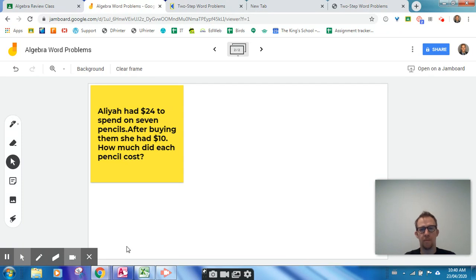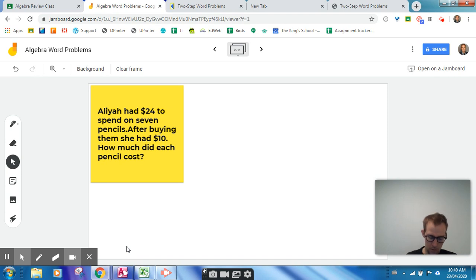There's a couple ways you could go about solving this problem. Let's go through one of those ways. The first way we're going to go through is to start out with the information we know. We know that she had $24 total. And we know that after she bought 7 pencils, she had $10.